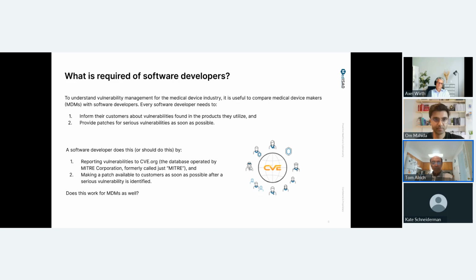So the first step is you report a vulnerability to CVE.org, and then the developer makes a patch available to customers as soon as possible after a serious vulnerability is identified. I want to emphasize that most vulnerabilities, the great majority of them, probably over 95%, are reported by the developer itself. It's not that someone blew the whistle and said, hey, you have this vulnerability. They discover the vulnerability, or sometimes they're told about it, but they report it. And they do that because they want to help their customers. So, okay, next slide, please.